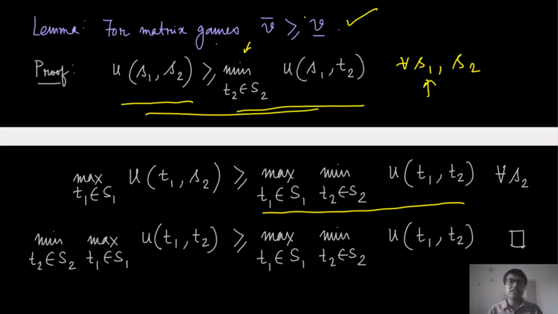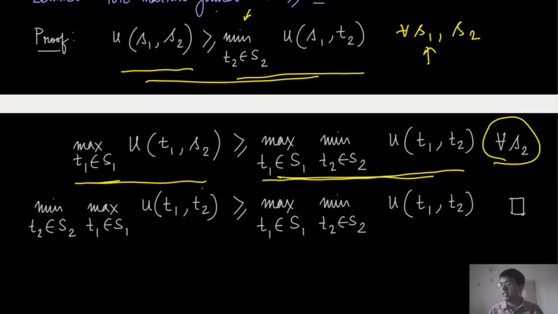But T1* is just one strategy. So therefore, if you take the max over all T1s in S1, it must be greater than that. So that T1* utility at (T1*, S2) will sit between these two numbers, this max and this max. So therefore the inequality holds. Now once you have taken this max, this will be for all S2, and the last part will be completed just by taking a minimum.